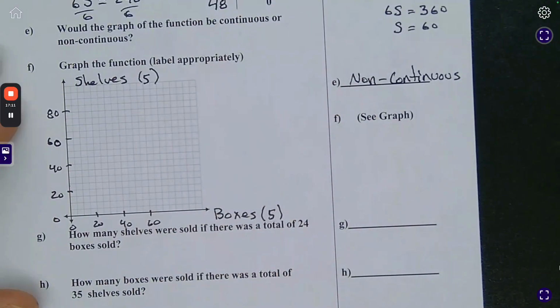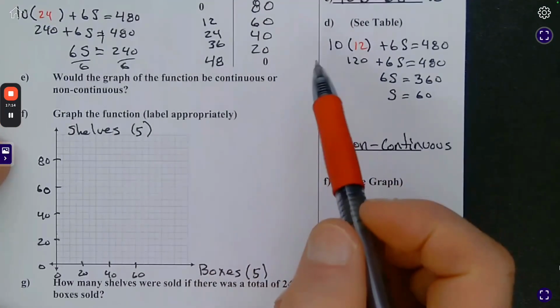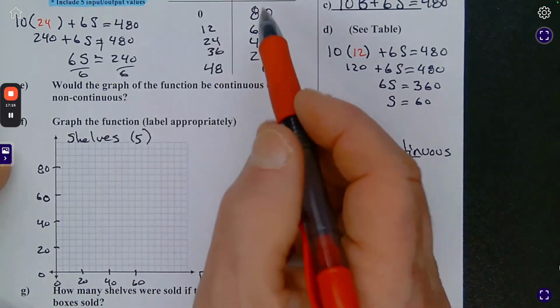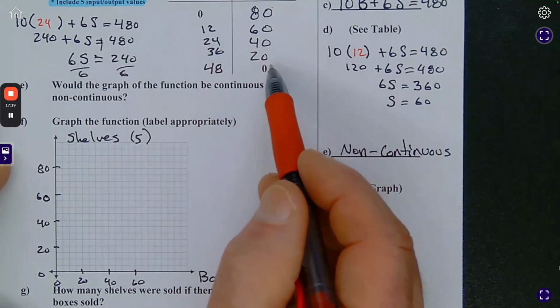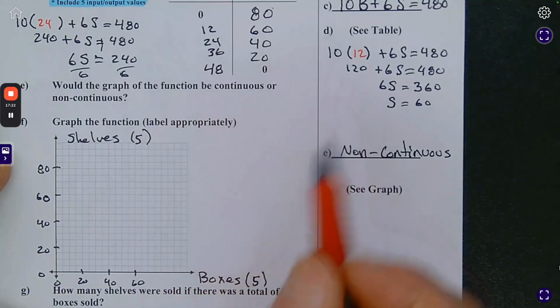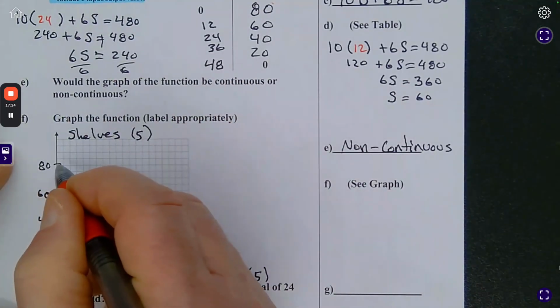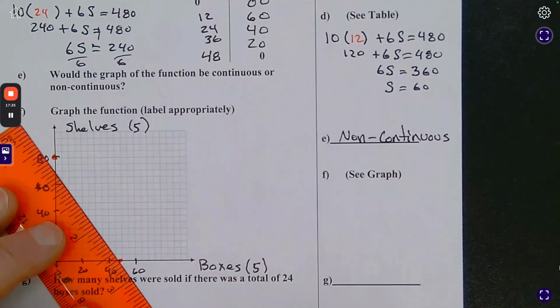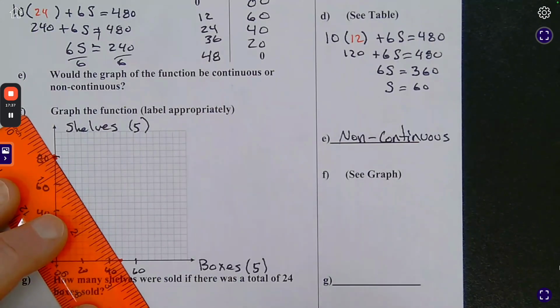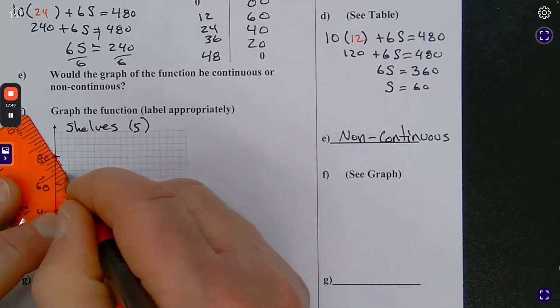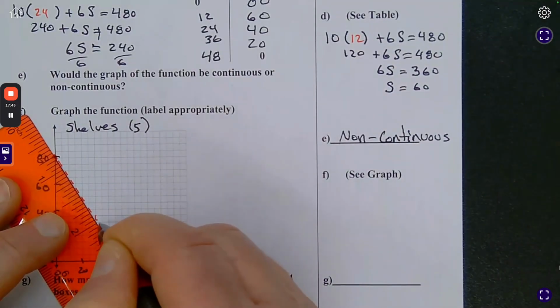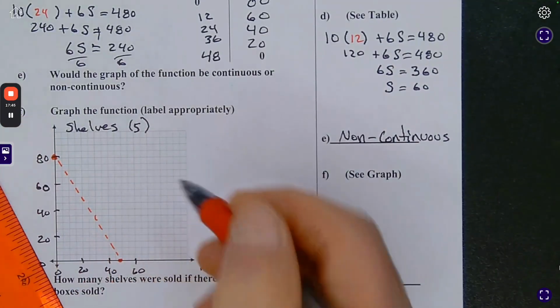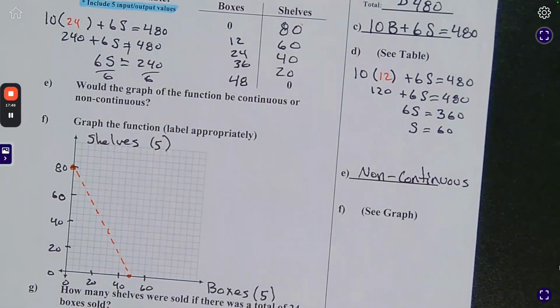Okay, now let's plot our two maximum and minimum points. Minimum boxes, maximum shelves, maximum boxes, minimum shelves. So 0, 80. Hey, that's kind of easy. Right there. And then we have 48, 0. So 48 is about there. Now when I graph this, I'm going to make sure it looks non-continuous, so I'm going to make my line dashed. Look at that. That is pretty.